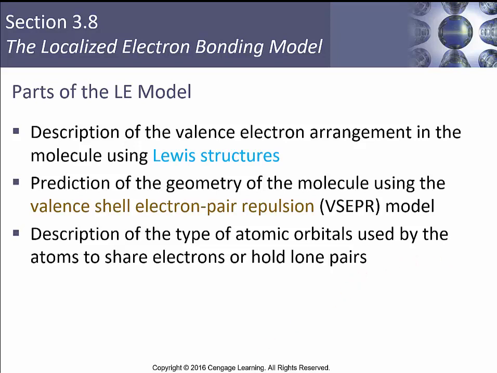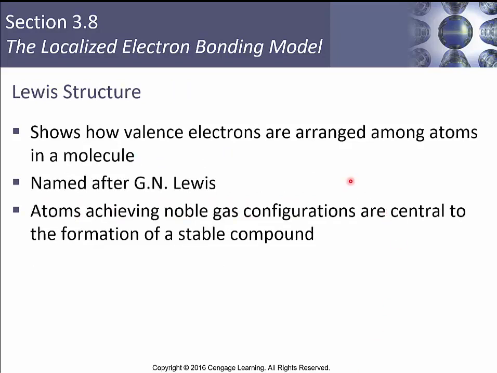the terminology for that. A Lewis structure shows how the valence electrons are arranged among atoms in a molecule. It's named after Gilbert N. Lewis. Atoms are going to achieve noble gas configurations. They're going to be central to the formation of a stable compound.